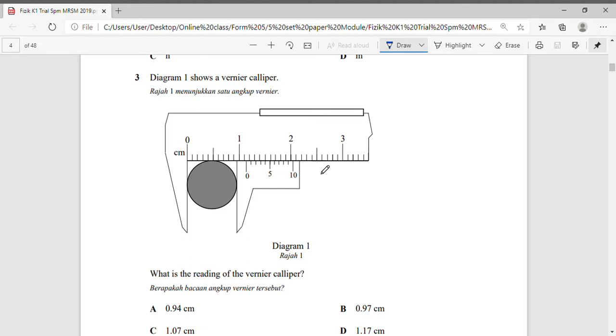Based on the message from the group, you all require me to answer questions 3, 5, 11, 14, 16, and so on. Okay, so question 3.